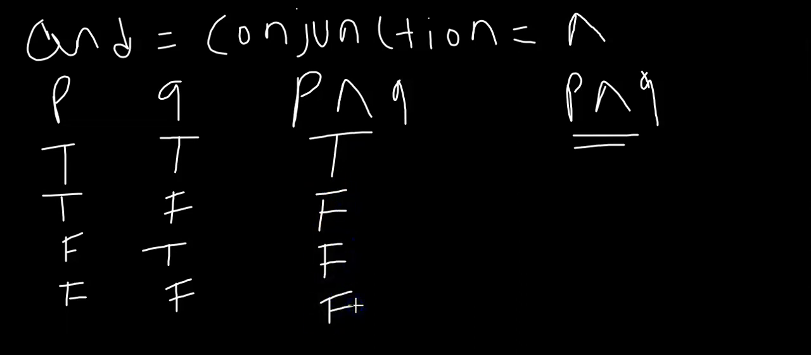In conjunction, to be true, both of them must be true. That's the trick. If both of them are not true, it cannot be true. If there's one false, the result will be false. As you can see over here, we've got one false, so it will be false. We got one false, it will be false. We got two falses, then it will be false. So that's the thing with the conjunction.